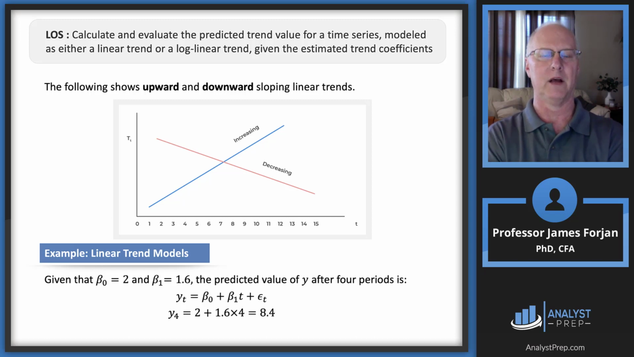All right, look at that LOS. It asks us to calculate a predicted trend value for a time series. So look at the bottom there. We're given an intercept of 2 and a slope coefficient of 1.6. The predicted value of y after 4 periods, all you do is substitute 4 in there for t, and you do quick math, and you get that predicted value of y of 8.4.